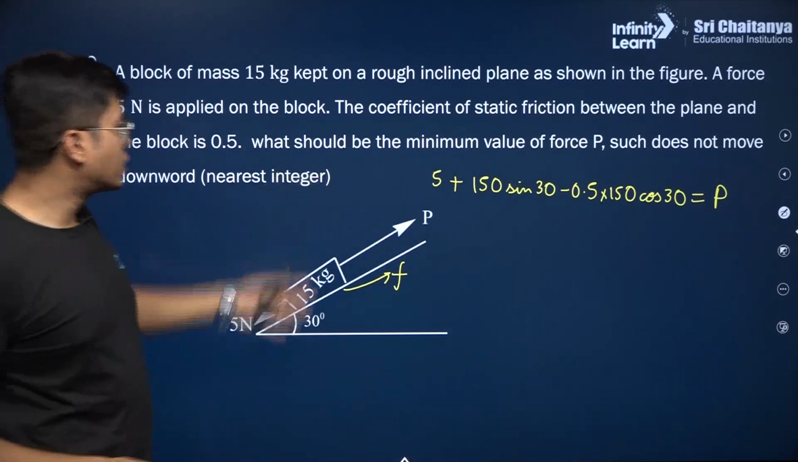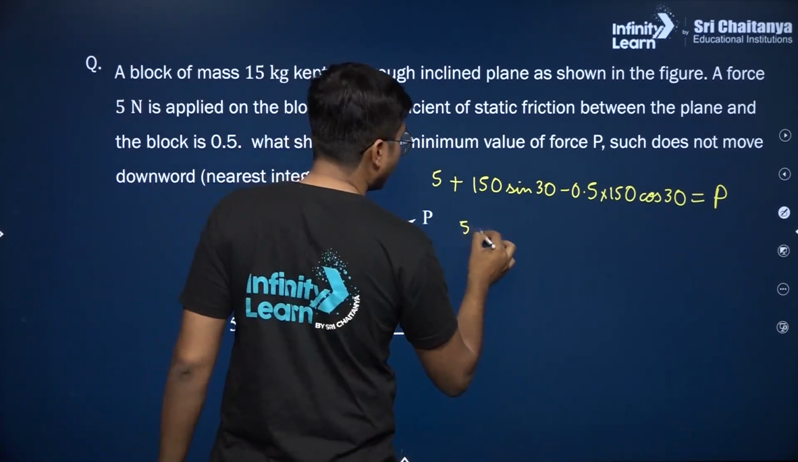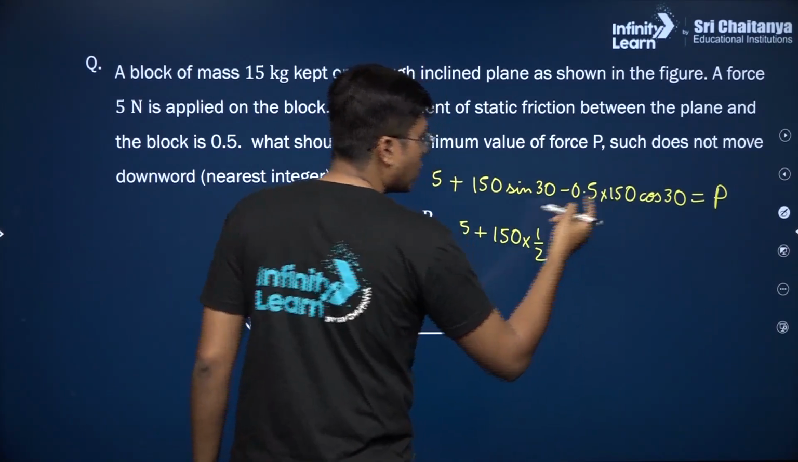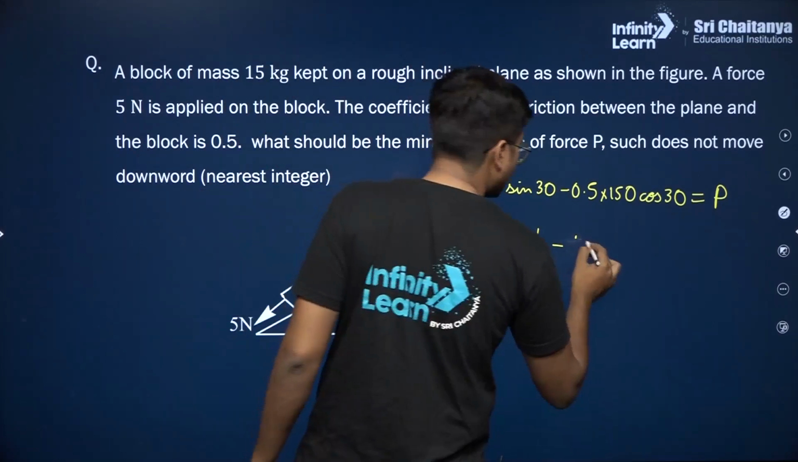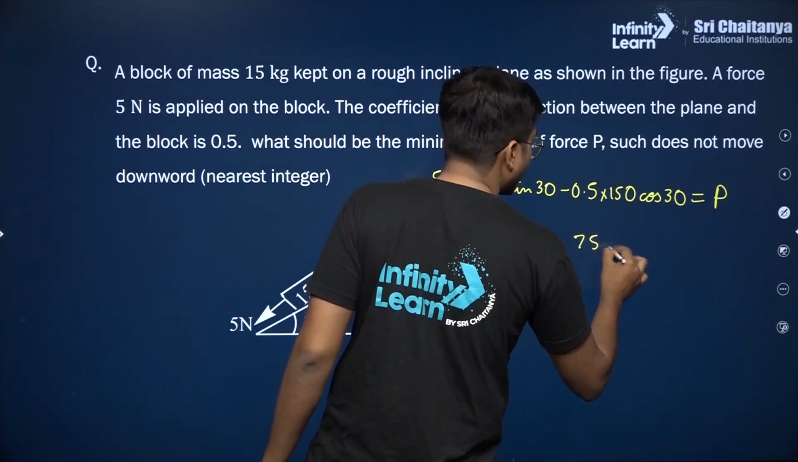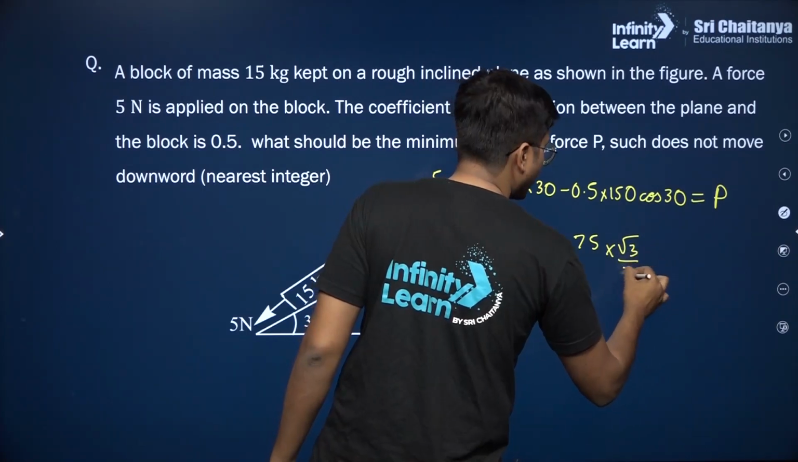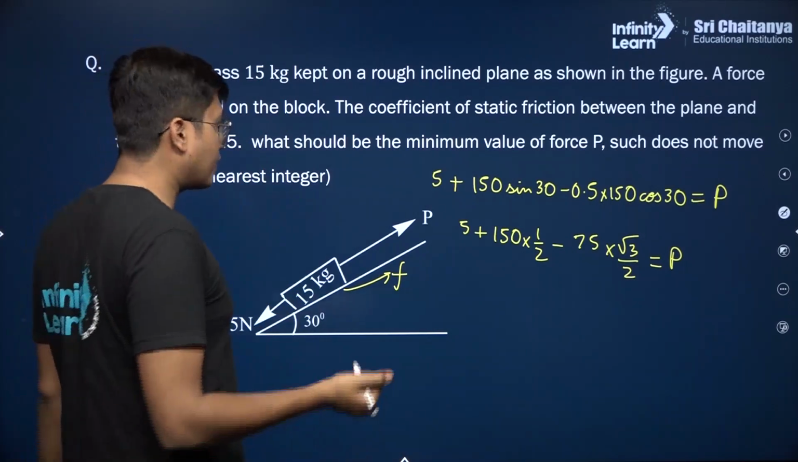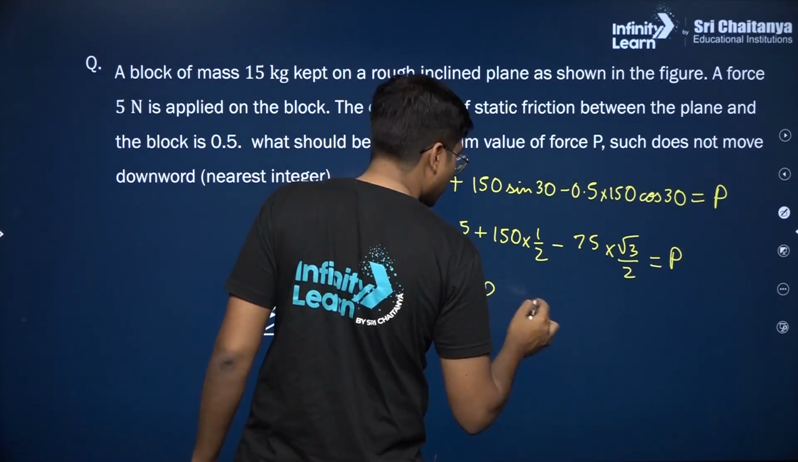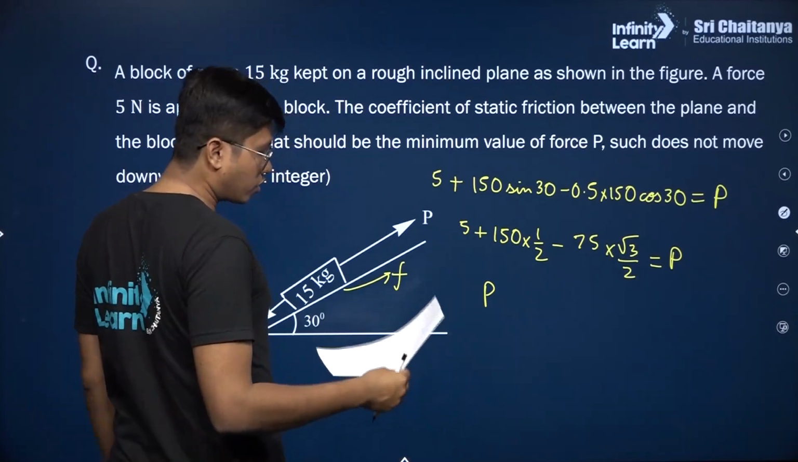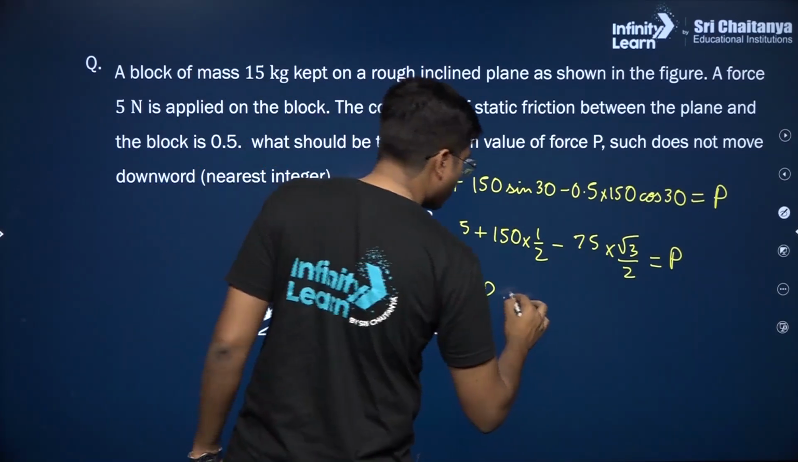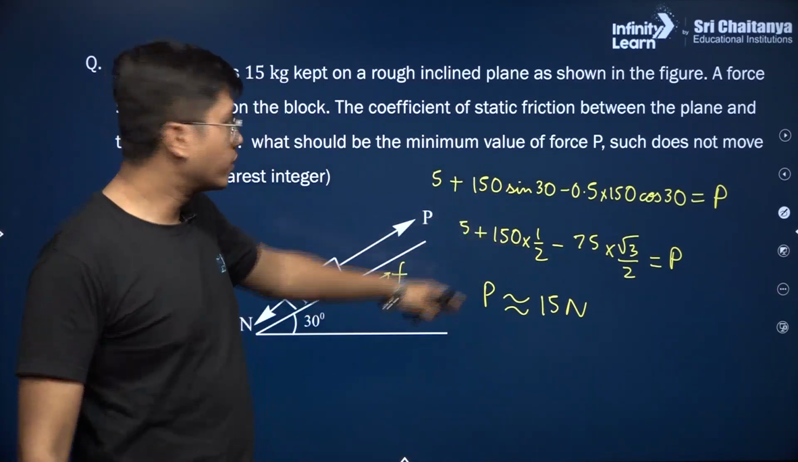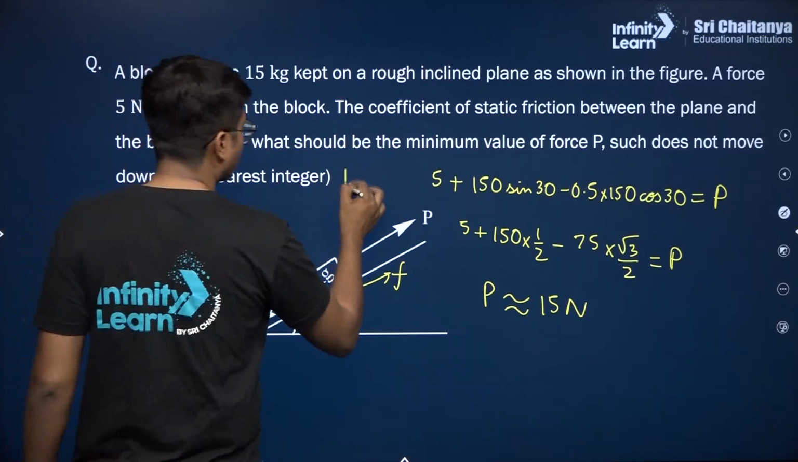So from here on out, it's just calculation. 5 plus 150 into half minus 0.5 into 150, that is 75, into root 3 by 2. That is equal to P. So if you calculate this, you will get a value of P that is roughly equal to 15 Newton. Not doing the calculation, you can do that over here. You'll get it as 15 Newton.